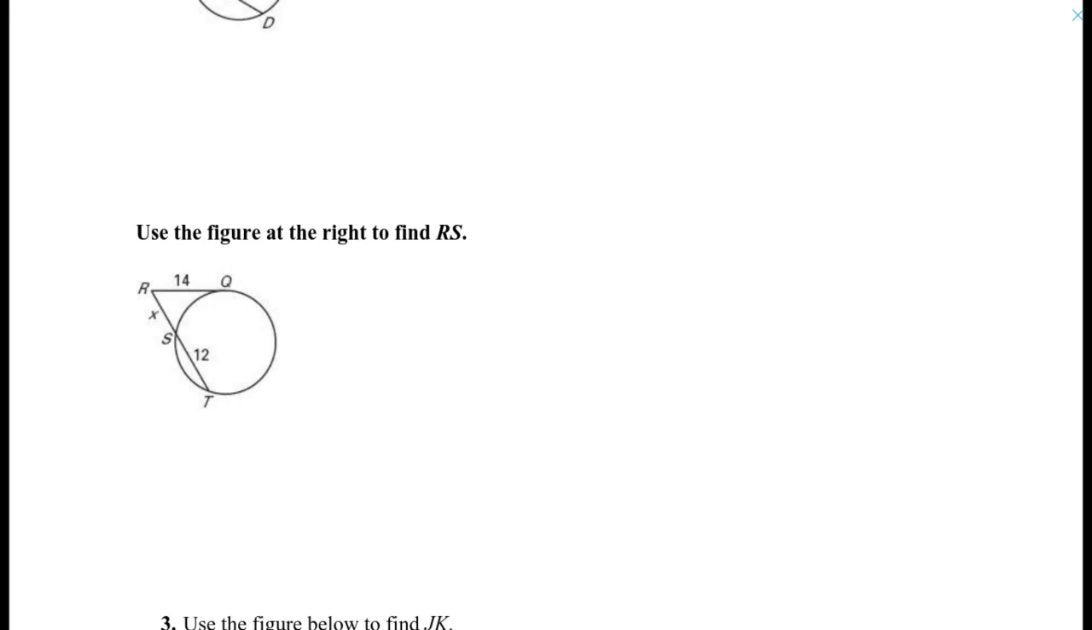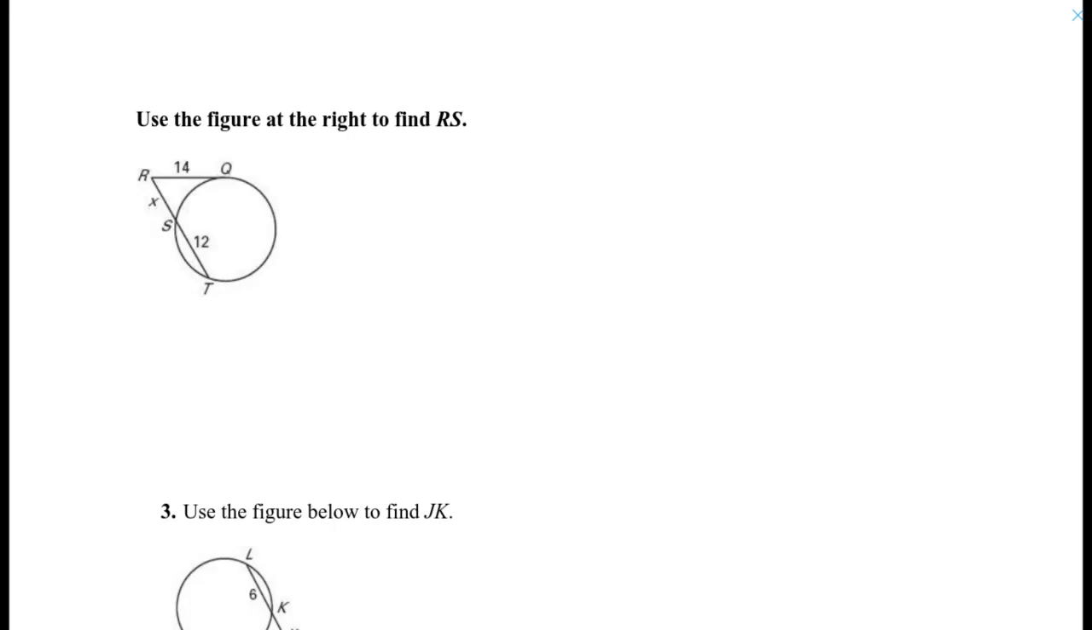Let's take a look at an example applying that. So here we have our secant segment RT and then our tangent segment RQ. So we know that our secant segment here would be the sum of x and 12. So the product of that secant segment and its external segment is going to be equal to our tangent segment, which is 14 squared.